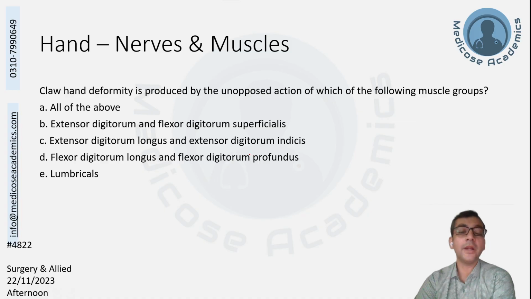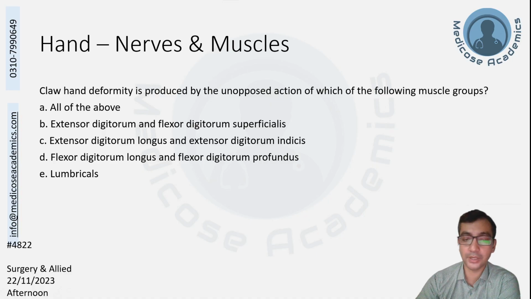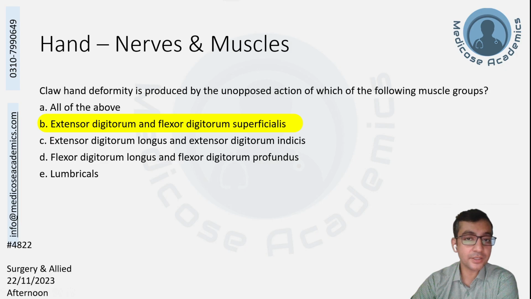Claw hand deformity is produced by the unopposed action of which of the following muscle groups? It was due to the paralysis of the lumbricals, and in the absence of lumbricals, the extensor digitorum extends the metacarpophalangeal joints and the flexor digitorum flexes the interphalangeal joints. So this is extensor digitorum and flexor digitorum.